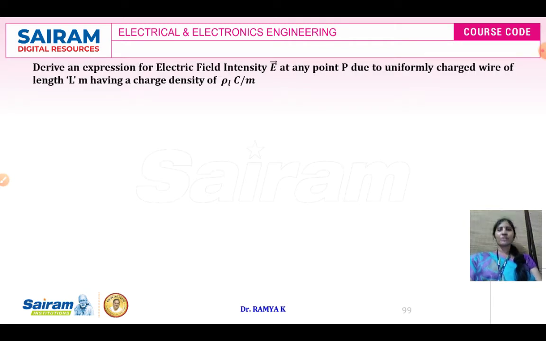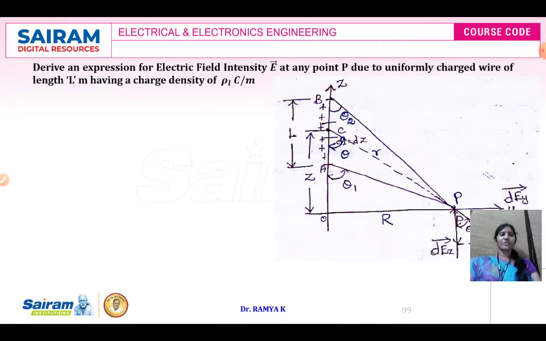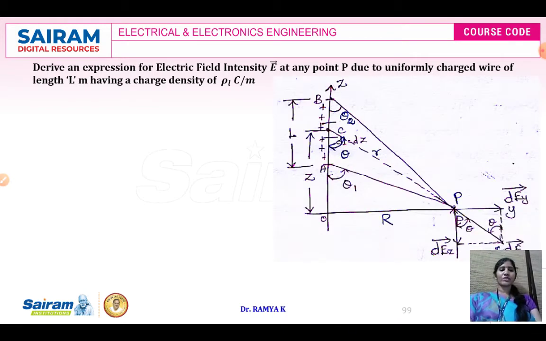Now derive an expression for electric field intensity at any point P due to uniformly charged wire of length L meter having a charge density of rho L coulomb per meter square. Here the diagram is shown over here.